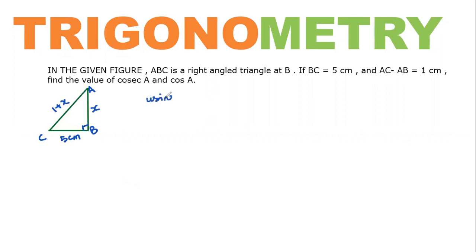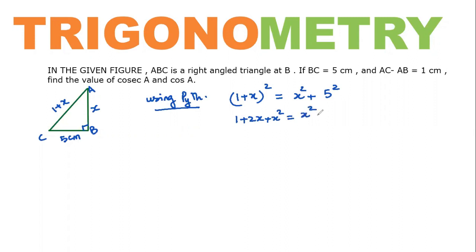Using Pythagoras theorem, you can say that (1 plus X) whole square is equal to X square plus 5 square. Opening the bracket, you'll get 1 plus 2x plus x square is equal to x square plus 25. X squared on both the sides will get cancelled. 2x is equal to 24, x is equal to 12. So we got the side AB as 12 and AC as 13.